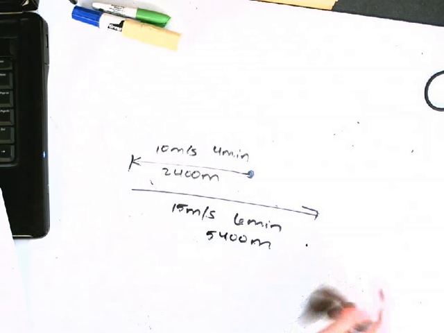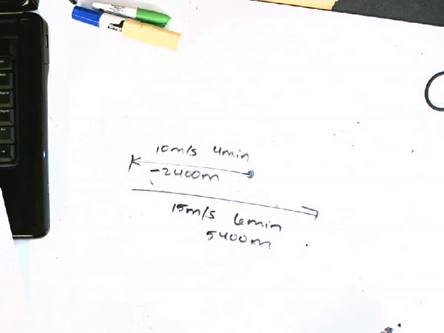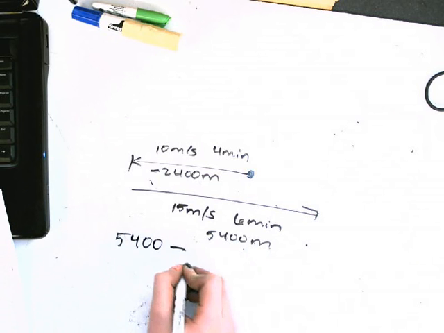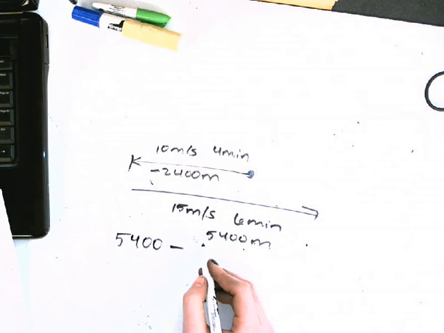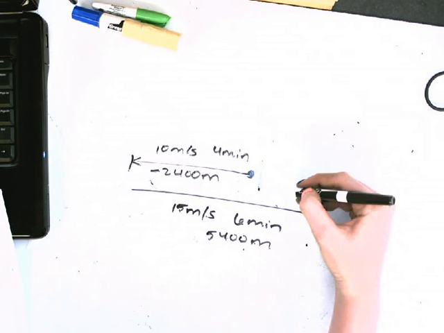So that's in the negative direction. So, to find the velocity, you take the final position, which is 5,400, and subtract the initial position. The displacement here is just 3,000 meters.